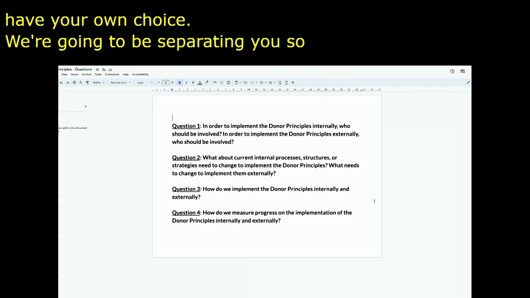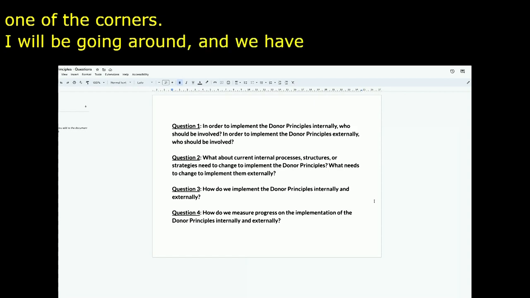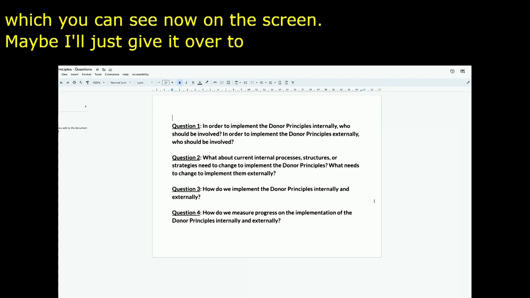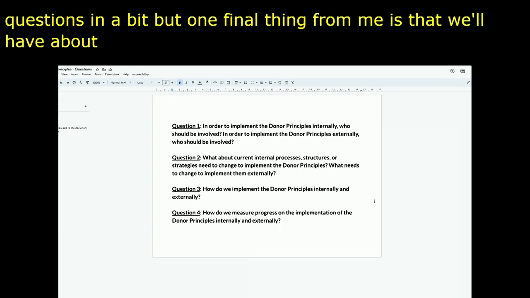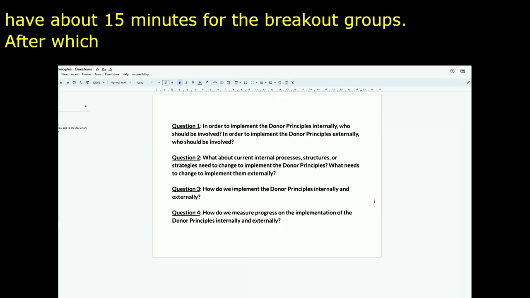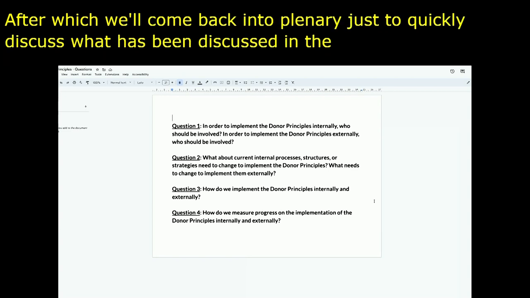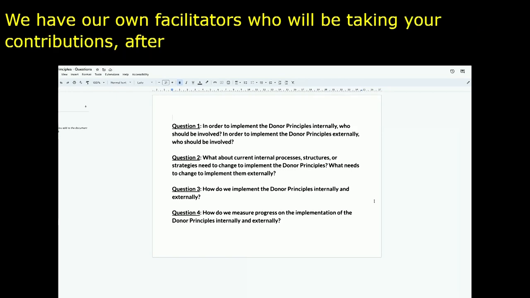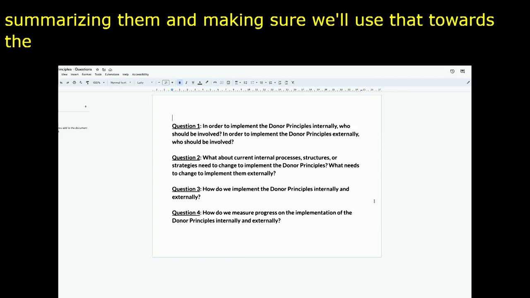I will be going around, and we have about four questions, which you can see now on the screen. Maybe I'll just give over to Lisa to explain the questions a bit. But one final thing from me is that we'll have about 15 minutes for the breakout groups, after which we'll come back into plenary to quickly discuss what has been discussed. We have our own facilitators who will be taking your contributions, after which we will be summarizing them and making sure that we use that towards the next steps following the launch of the donor principles. And I think that's it for me.